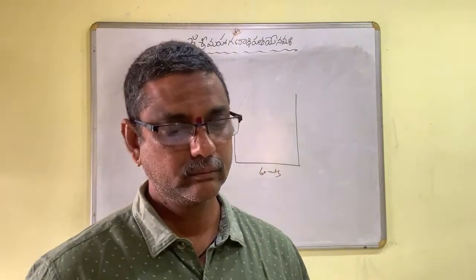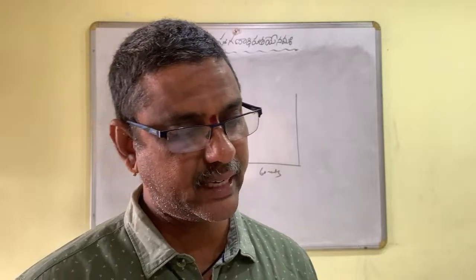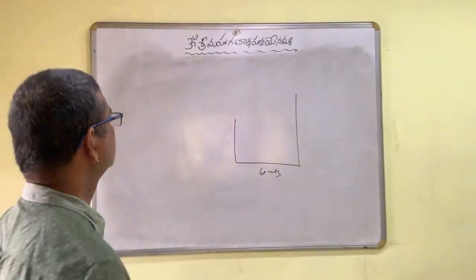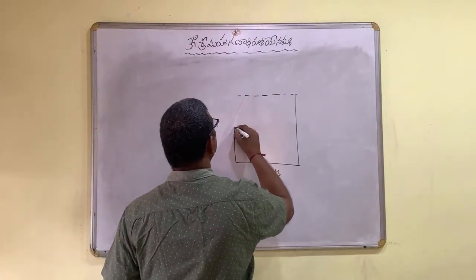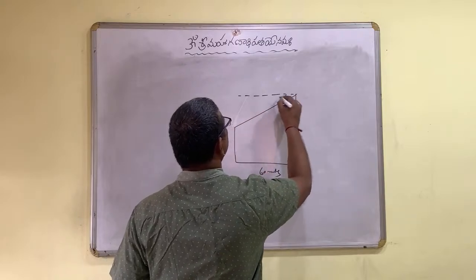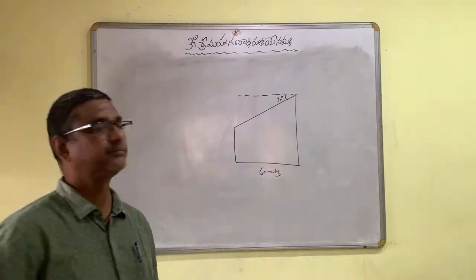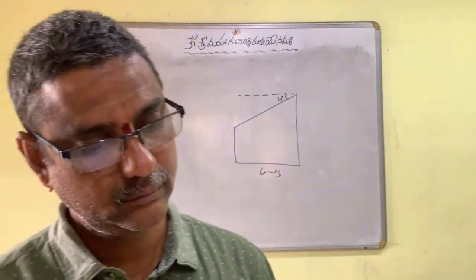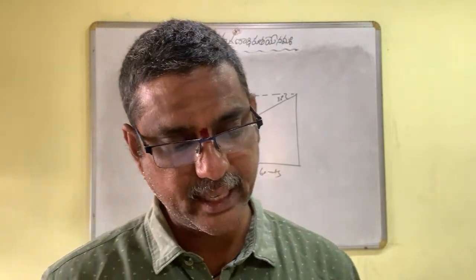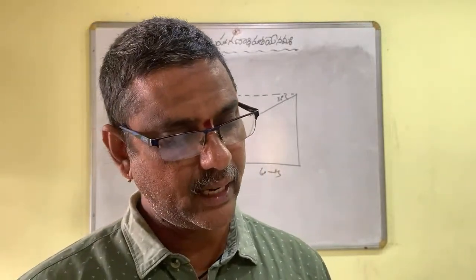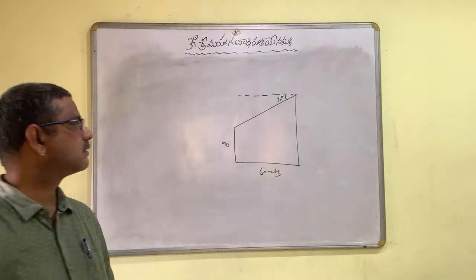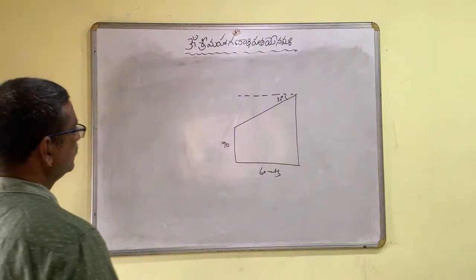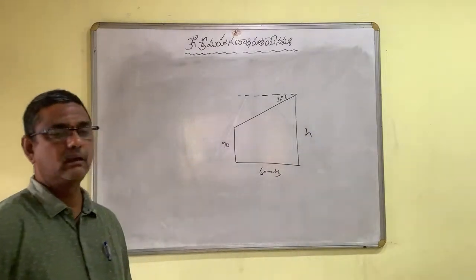Okay. The angle of depression of the top of the first tower when seen from the top of the second tower is 30 degrees. Means this angle is 30 degrees. If the height of the second tower is 90 meters, find the height of the first tower. This is 90. We need to find out this one. Any idea, children?